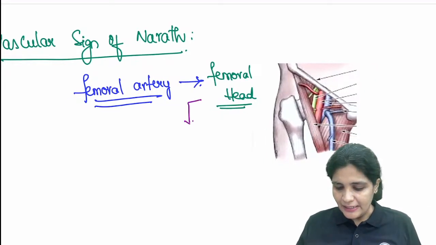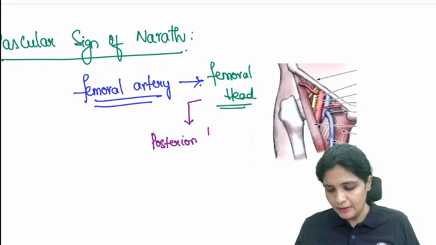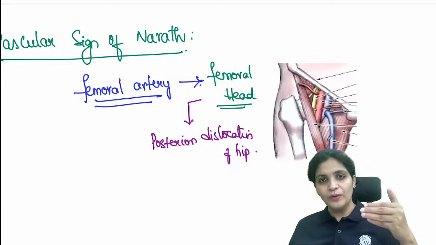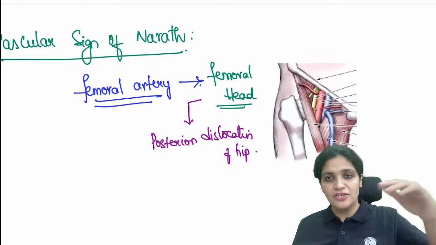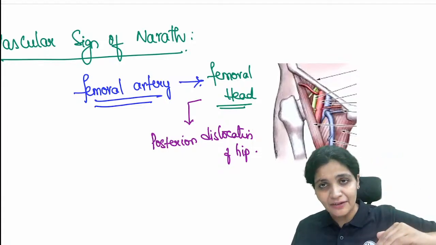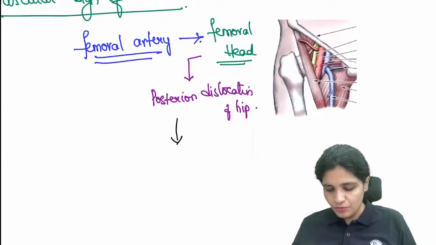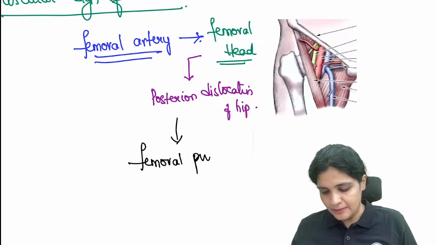So whenever there is a posterior dislocation of the hip, the head is moving away from its position, right? The head is moving posteriorly. So there is no bony surface where you can palpate your artery. You can't press the artery over the head and palpate it. So what you feel is that the femoral pulsations are absent.